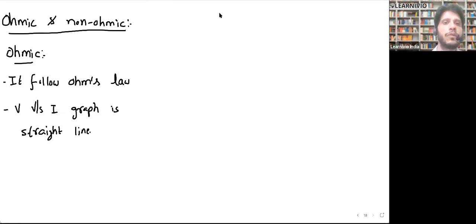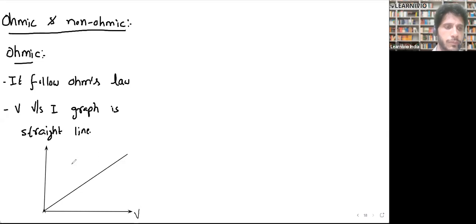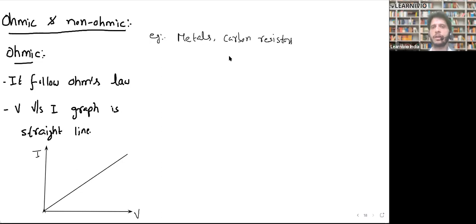So if I plot V versus I graph here, this is voltage, this is current, then the graph will be a straight line. That's ohmic. Few examples of ohmic material are metal. All metals are ohmic. Then you have carbon resistors. These carbon resistors are also an example of ohmic material. So all metal conductors are ohmic. Carbon resistors are also ohmic.